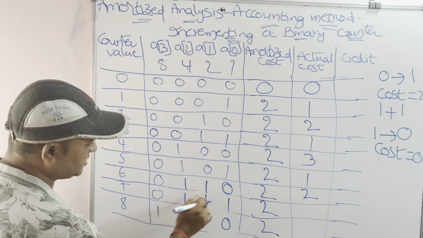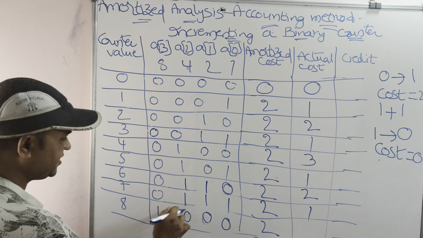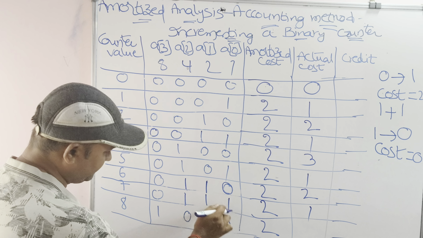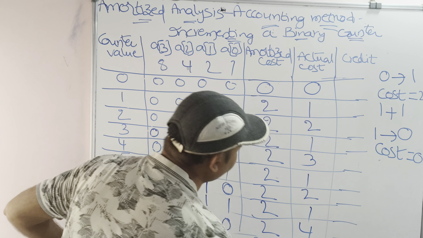Next 7 means 6 to 7. So 1 bit is changing. Remaining 3 bits are same only. Next 8 means 7 to 8. So 1 bit is complementing, second bit, third bit, 4 bits. So we are complementing 4 bits.